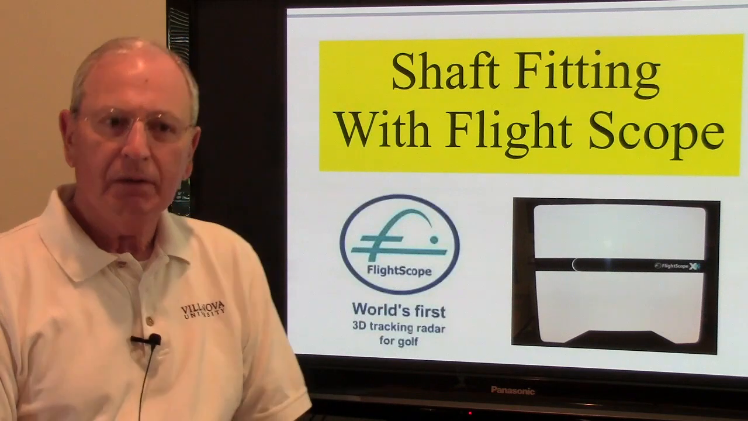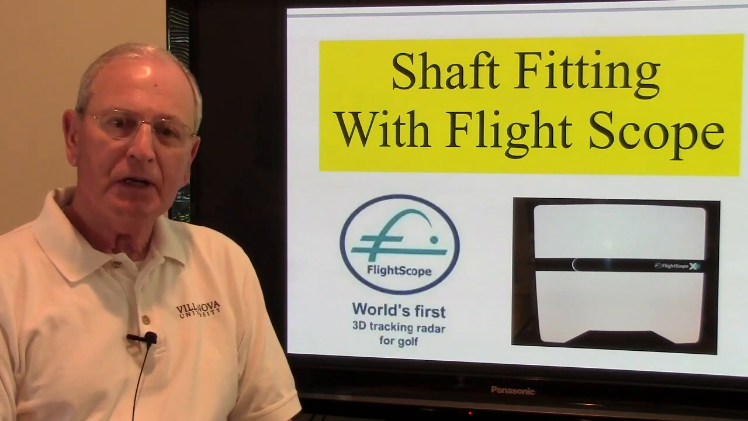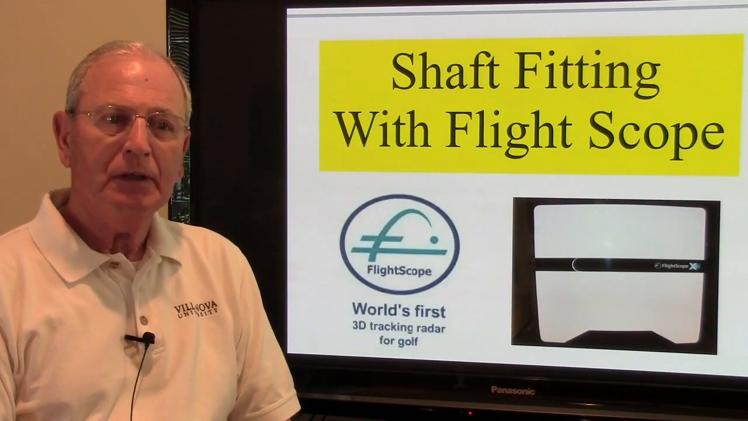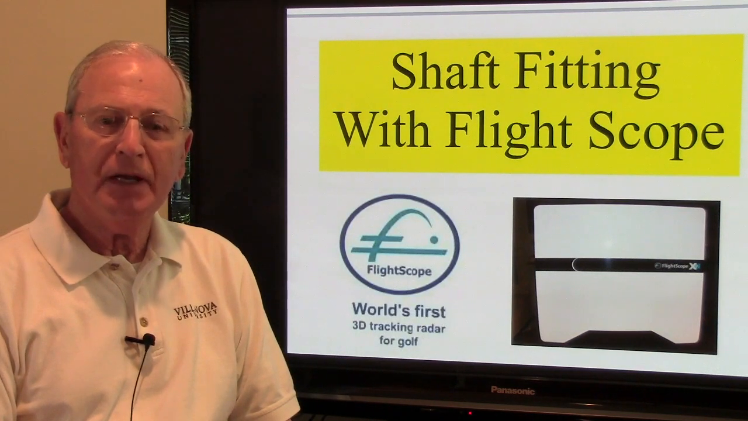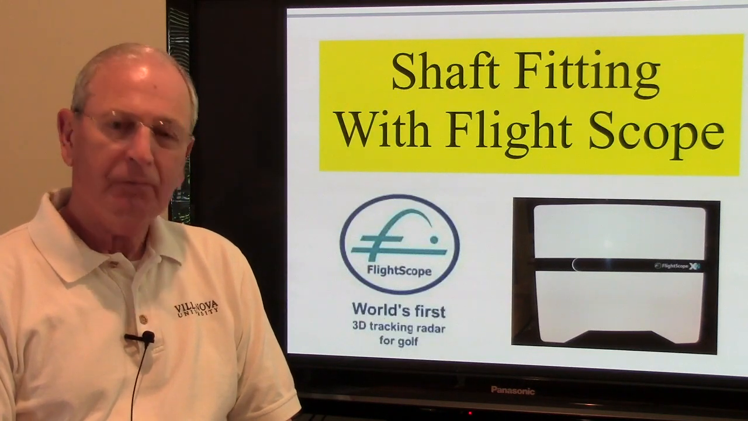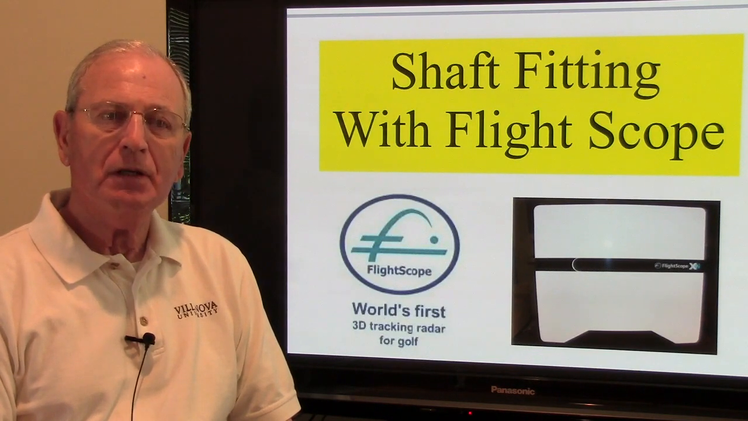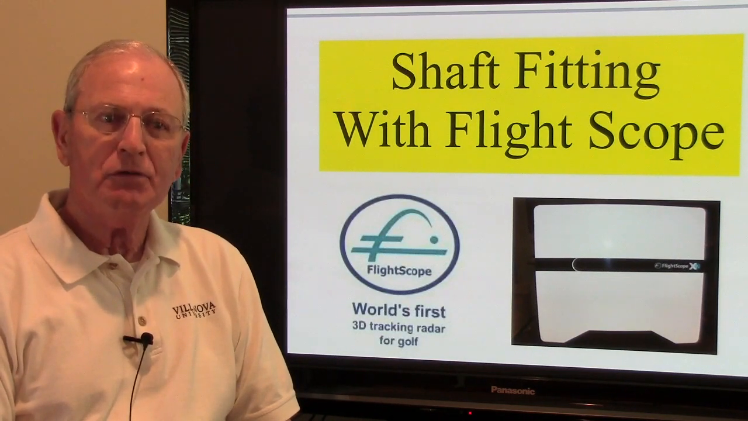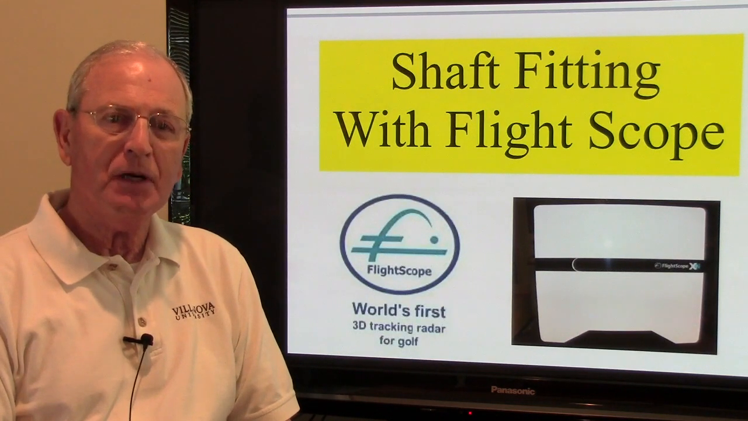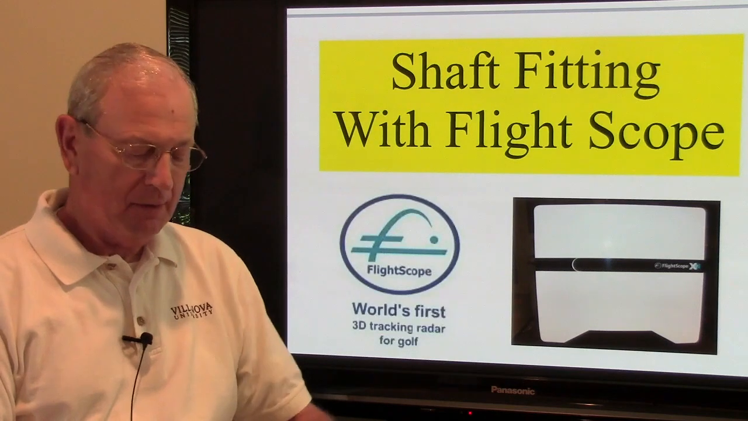FlightScope is a 3-dimensional phased array Doppler radar system that has the capability of tracking the club and head geometry throughout the swing. It provides an abundance of information, and it has one characteristic that gives you great information on what the shaft tip is doing at the time just prior to and after impact.